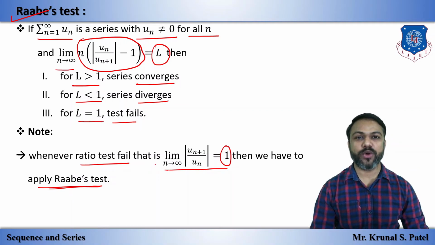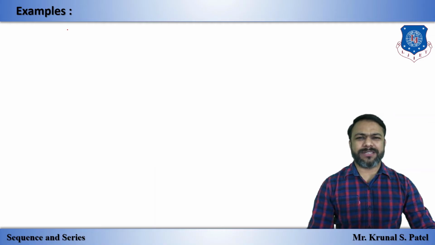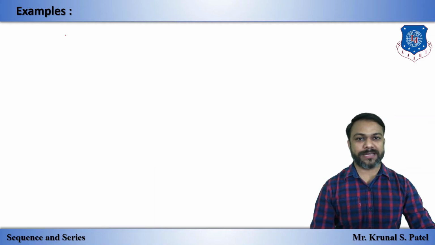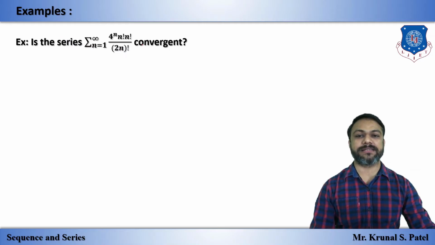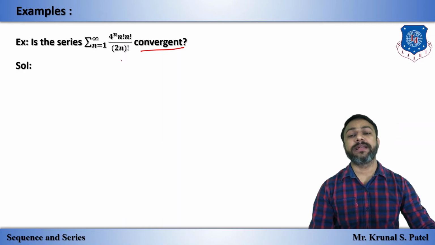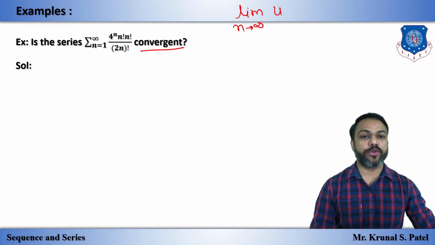Okay, so let's have a look at the example so you can understand better. Same process. In this test we will not take a maximum of more examples, only one example is enough. Is the series convergent? Here factorials are visible, so we will first check the ratio test, and as we have seen, the ratio test is like this: limit n tends to infinity of un plus 1 by un.